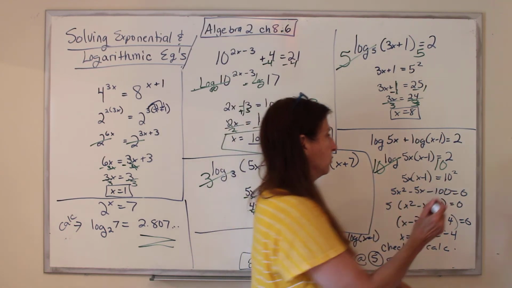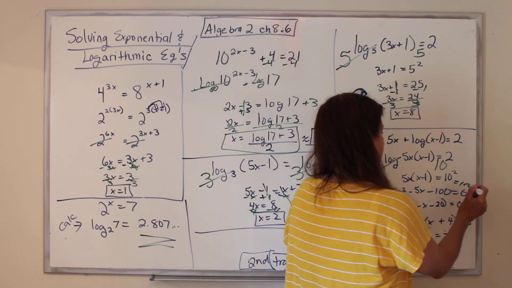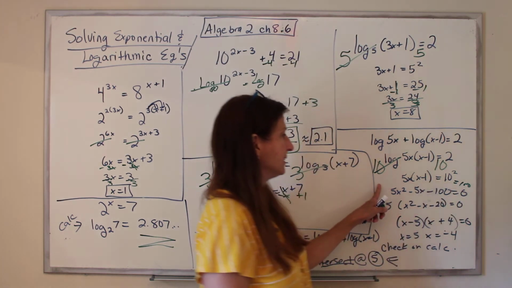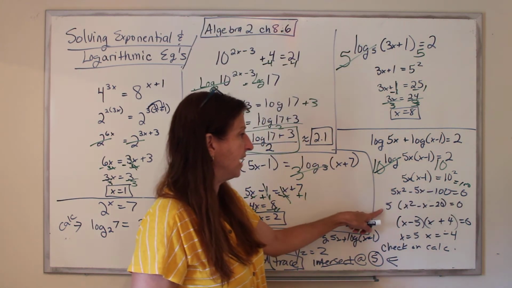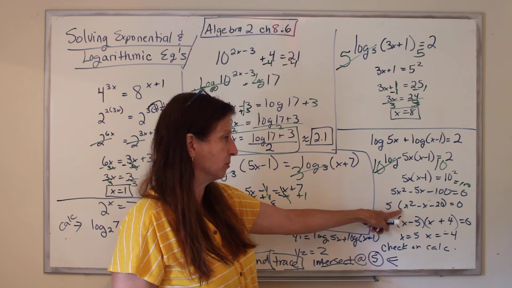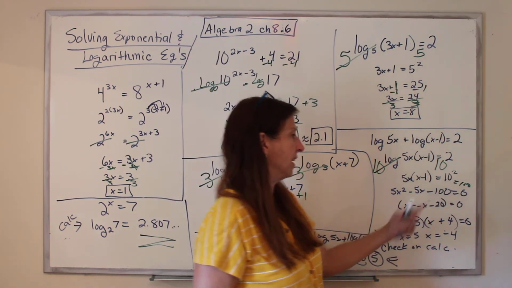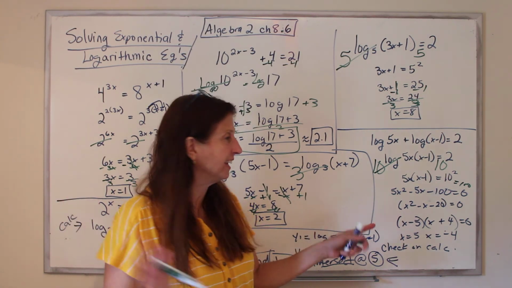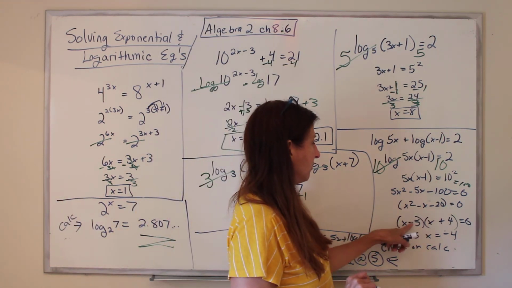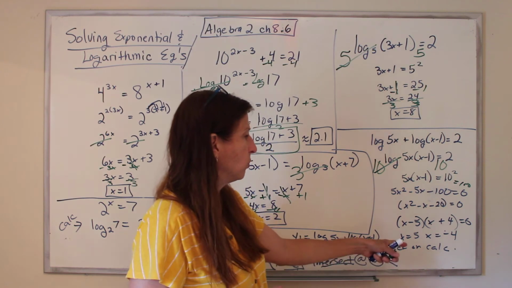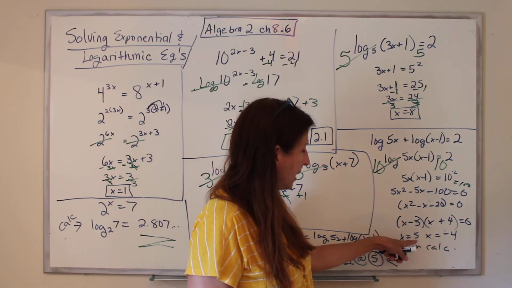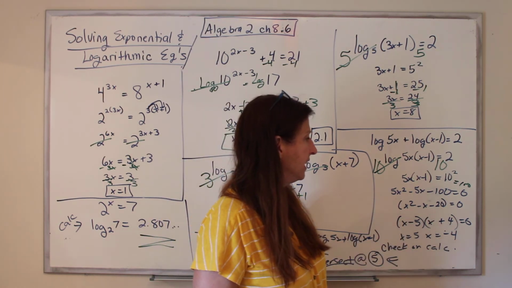So that is equal to 100. So then I move it over by doing minus 100. I notice I can pull a 5 out of this. That makes it look better, right? I divide both sides by 5. 0 divided by 5 is 0. So the 5 nicely gets to go away. I can factor this into negative 5 and 4. So my answers are 5 and negative 4.